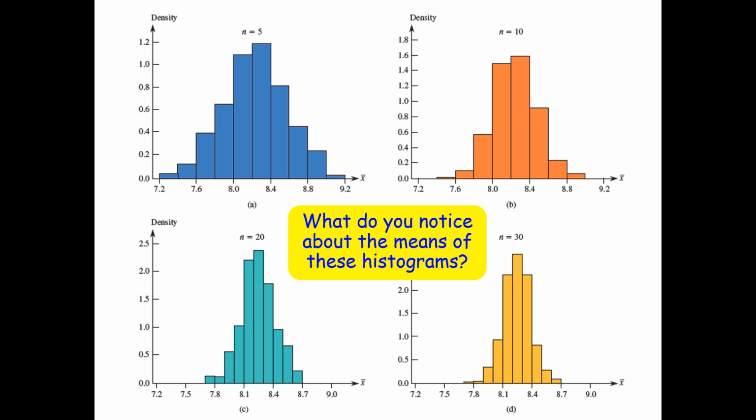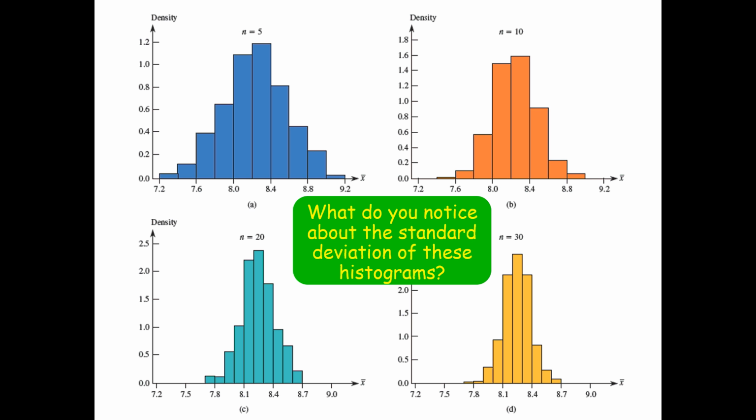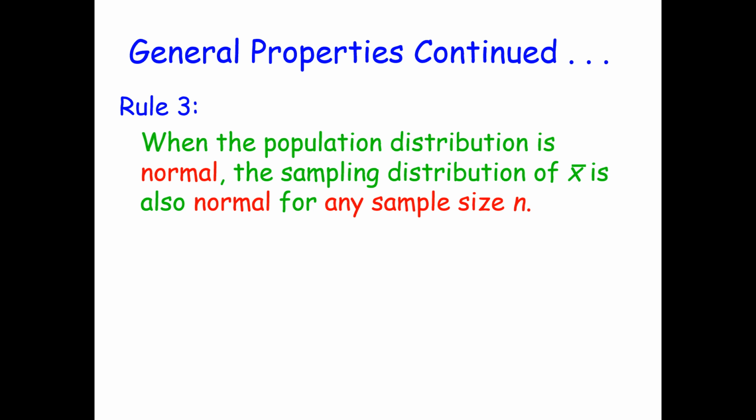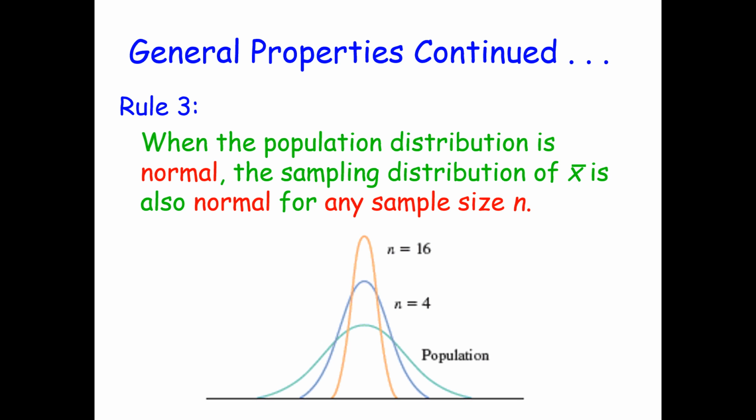Now, what do you notice about the means of these histograms? What do you notice about the standard deviation of these histograms? What do you notice about the shape of these histograms? This leads us to our third rule. When the population distribution is normal, the sampling distribution of our sample mean is also normal for any sample size, as we see here.